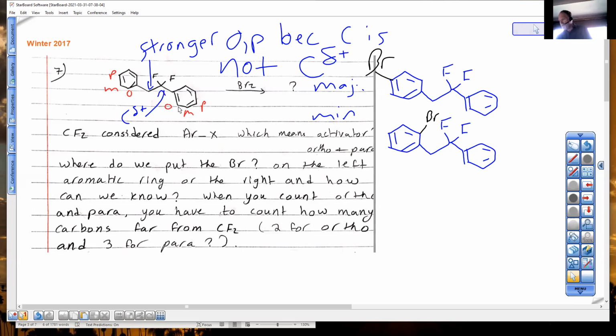Ortho is on the adjacent carbon, so only 1 away from the CH2F. Meta is 2 away, and para is 3 away. So I don't know about what she's trying to say here. 2 for ortho. Position 2? Okay. In which case, this would be incorrect here. That'd be position 4 on benzene is para.